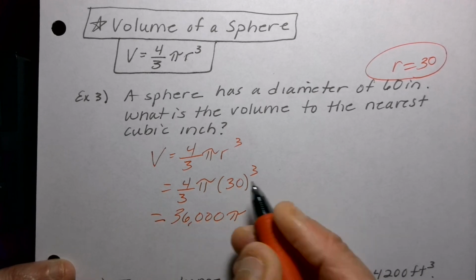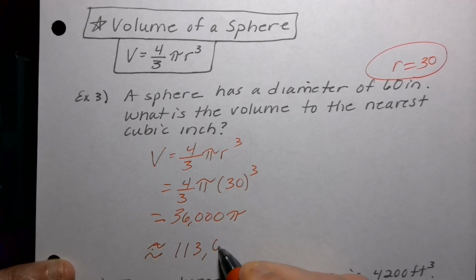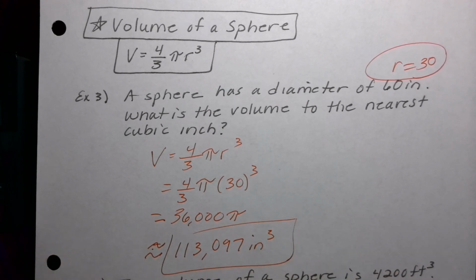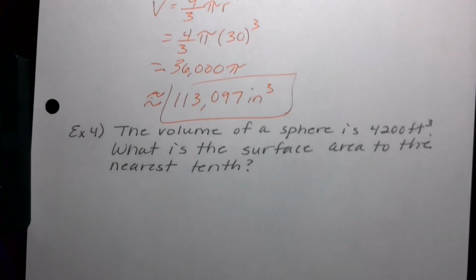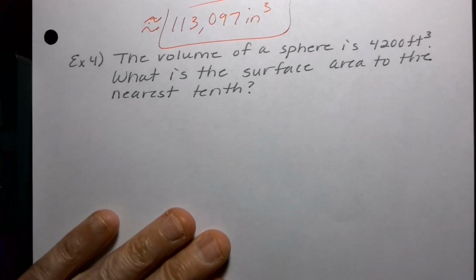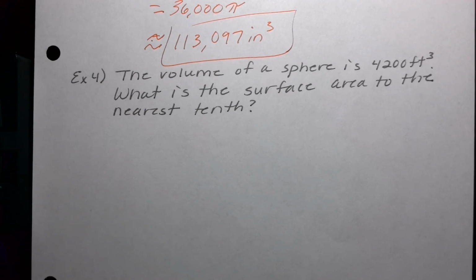And now it says nearest inch. And when you multiply that out at this point, it comes out to about 113,097 inches cubed. Make sure you're getting these. You can always stop the video if I'm moving too fast from one problem to the next. This is the most difficult one, so you want to pay clear attention.